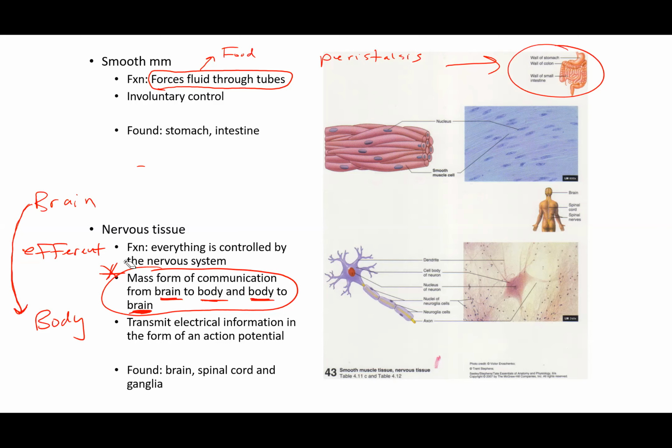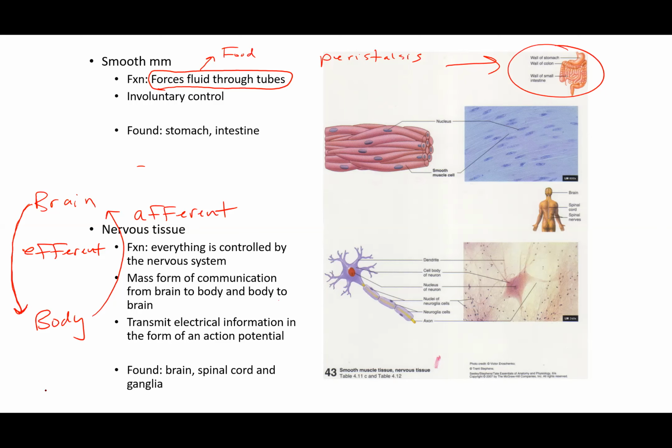Okay, let me erase some of this stuff. It's getting a little busy. From the body to the brain is called afferent. I'll be referencing that here and there throughout the semester, throughout the quarter, especially when we get to the nervous system. Okay, so brain to body, that's how it communicates efferently. And the body communicates to the brain, that's called afferent.